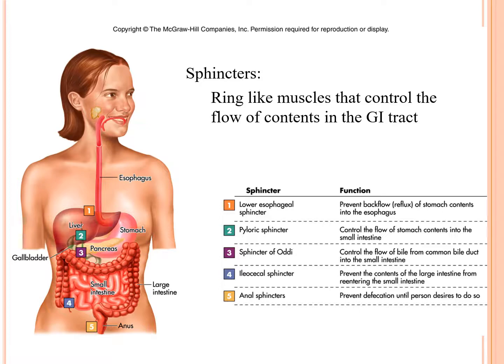So this slide is again the diagram of the sphincters that control the passageway of substances through the digestive system. Just to remind you, there is the lower esophageal sphincter between esophagus and stomach, the pyloric sphincter between stomach and small intestine. The little tiny sphincter of Oddi is going to control the flow of bile from the liver and gallbladder into the small intestine.